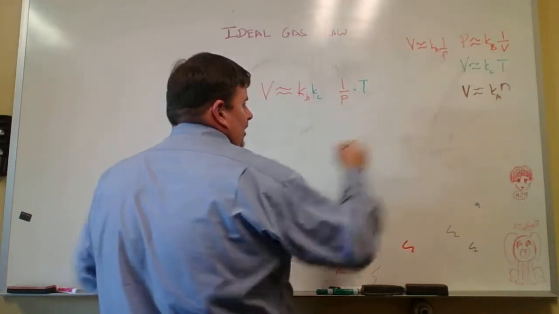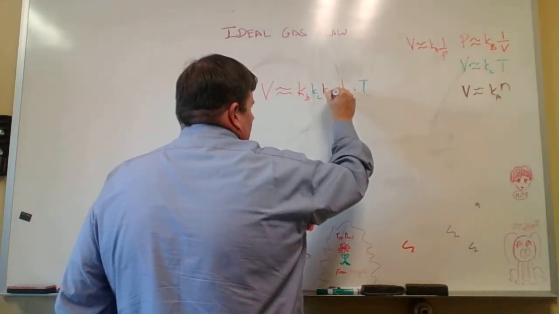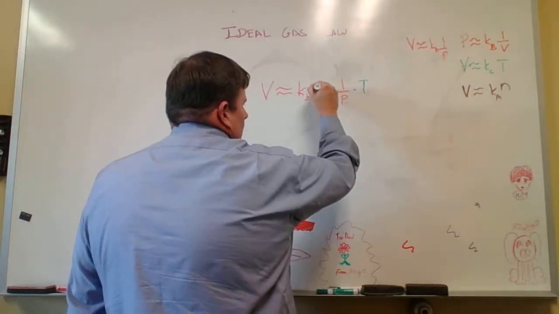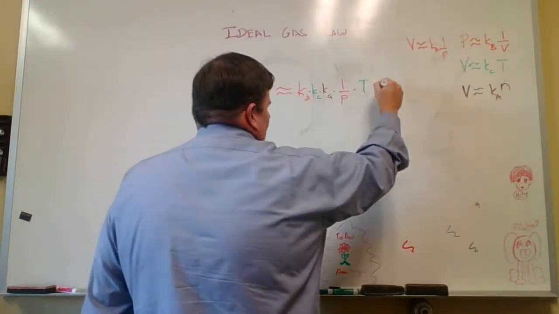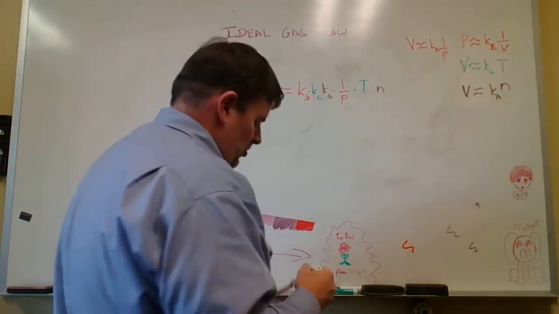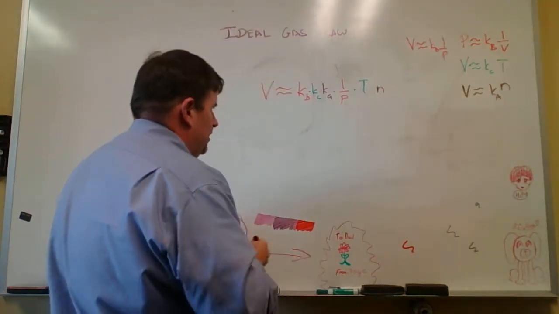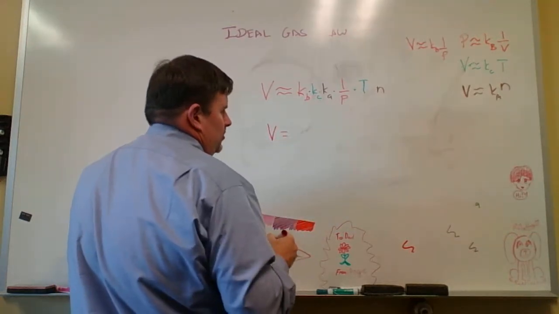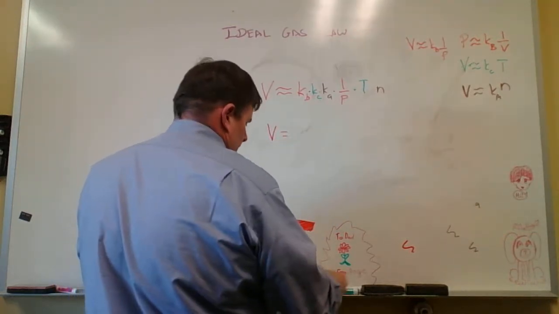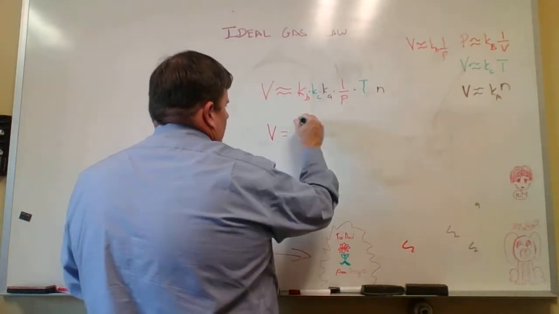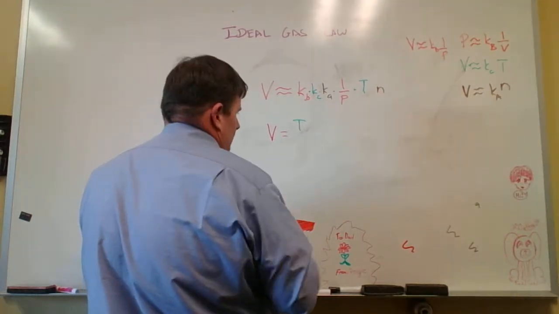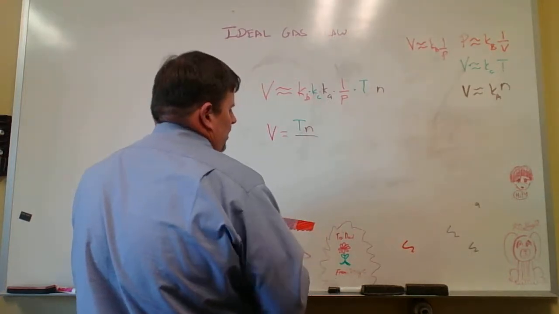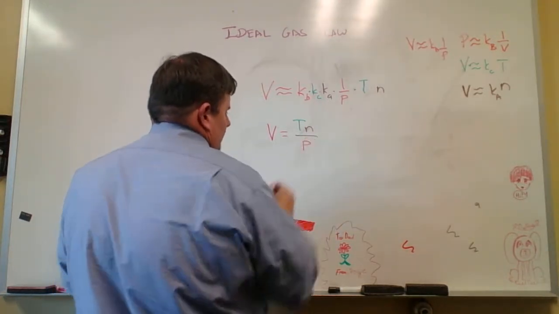All right, over here, Ka, and we're going to multiply this by n. So let's rewrite this so we can see it a little bit better. So V is going to be T times n over P times 3 constants.